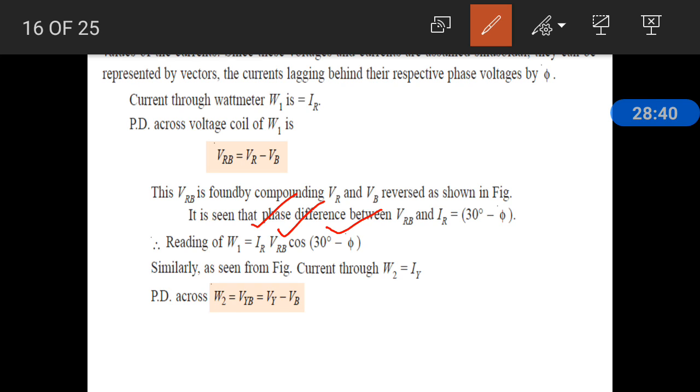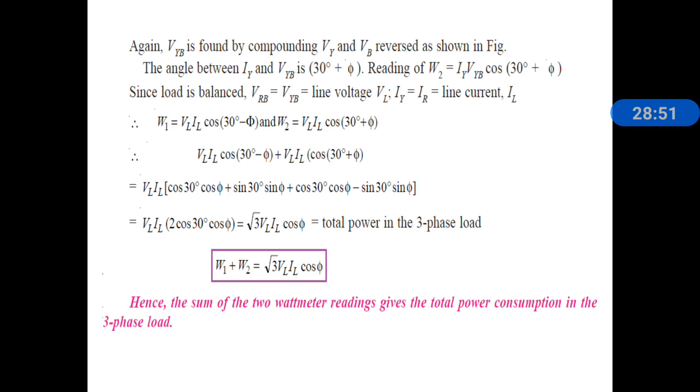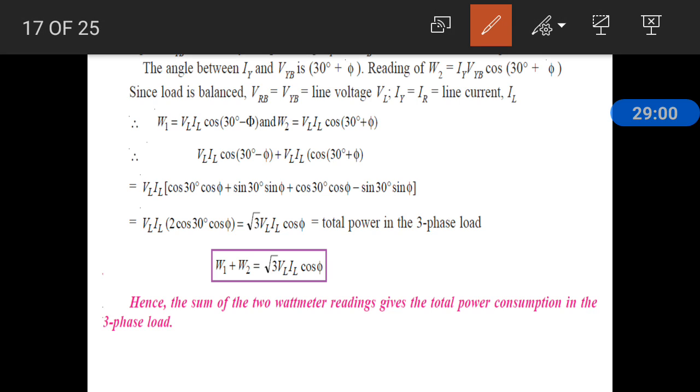Cos of 30 minus 5 is the angle difference, and this much value W1 reads. Clear? And the second wattmeter, the voltage across it is VYB and the current is IY. So W2 reads the current IY and voltage VYB, and the angle difference is cos 30 plus 5. So this much value is read by W2.